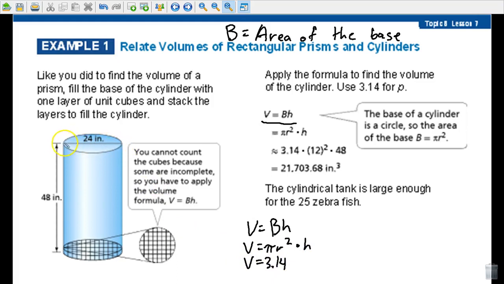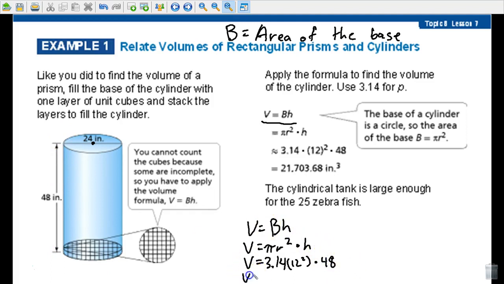24 is from one end of the circle all the way to the other end of the circle. That is a diameter, okay? So to find a radius, we have to cut that in half. From the very center all the way to the left or all the way to the right, either one. So half of 24 would be 12. So 3.14 times 12 squared, and then times the height, which is 48.